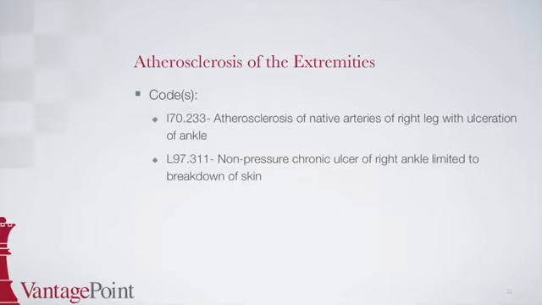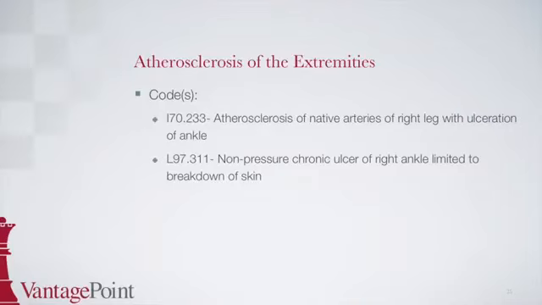When you confirm in the tabular, there is a note under subcategory I70.23, which states use additional code to identify severity of ulcer, category L97. Therefore, the second code is L97.311, non-pressure chronic ulcer of right ankle limited to breakdown of skin.